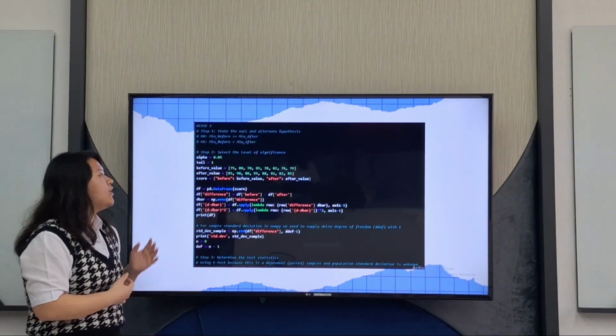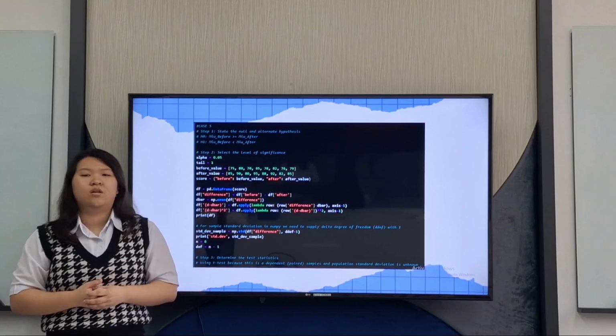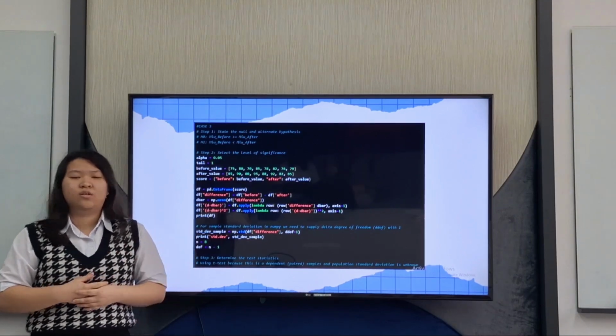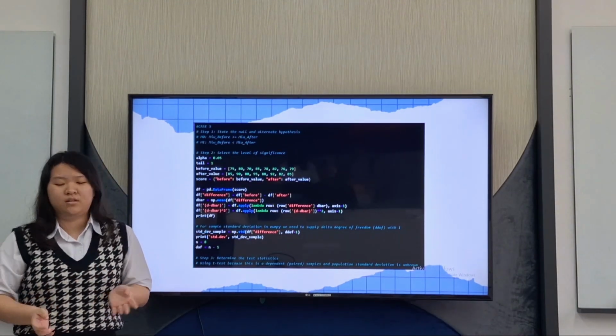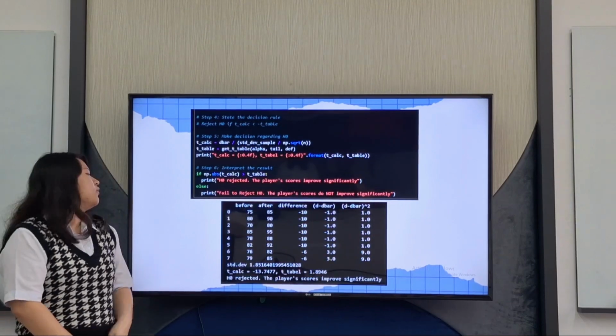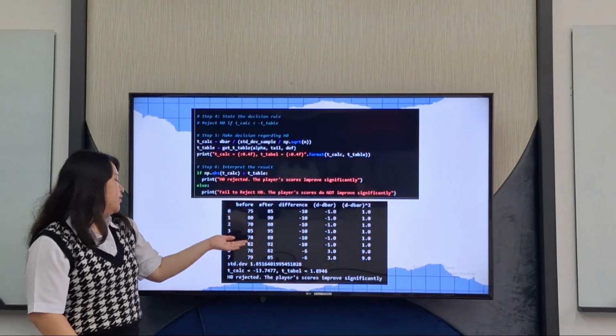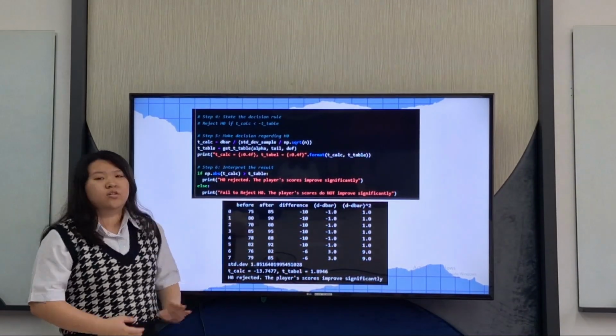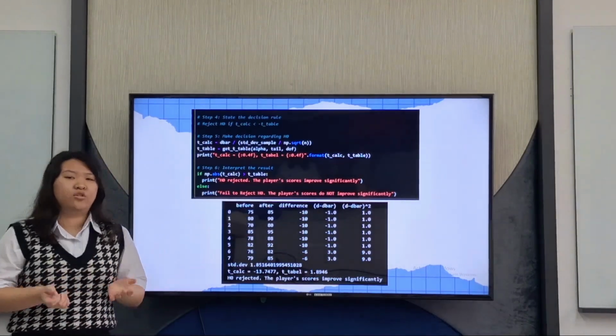Okay, so the next one is the solution that we got from using Python, and this is the result with the difference, and all of this result is the same as what we calculated manually.